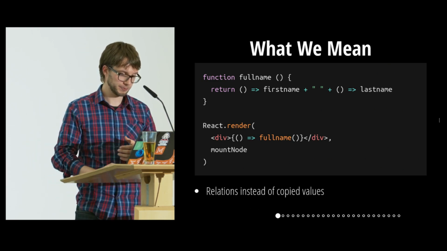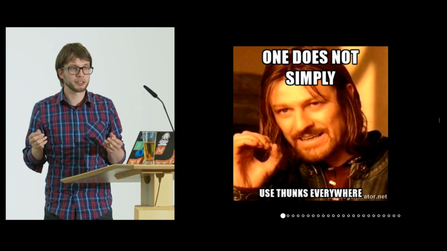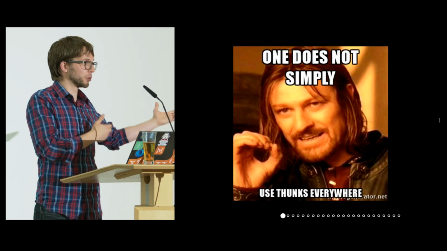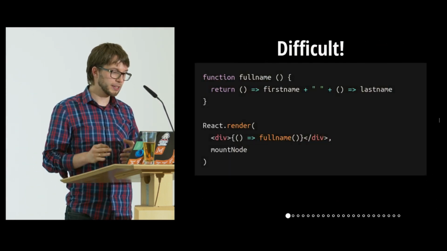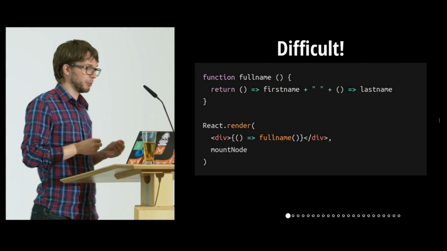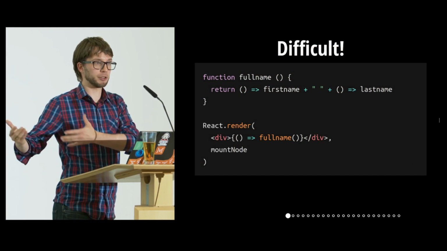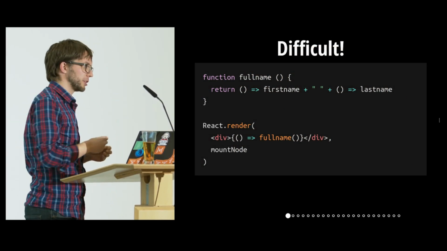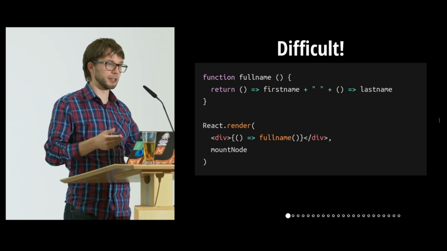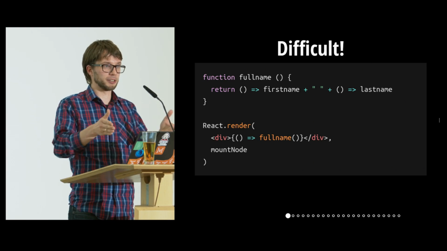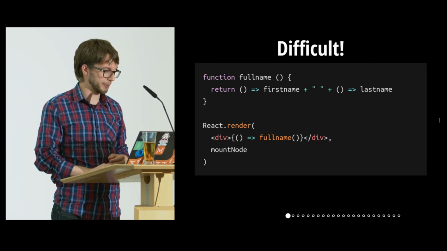Well, of course, the question is, one cannot simply use thunks everywhere. I mean, this doesn't work. This code doesn't compile. So this is a hard thing to do. I mean, even if we were able to concatenate two functions and a string and have something meaningful from that, then we still cannot render that function into the DOM. If you would render this, this would print a function inside the div, not my full name.